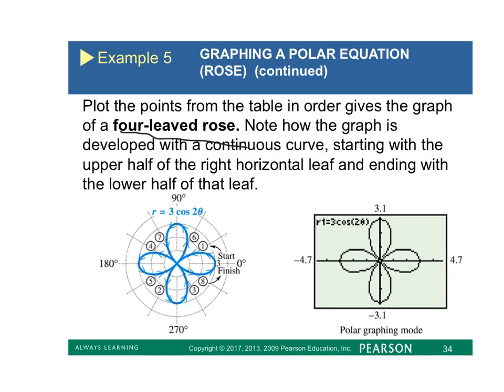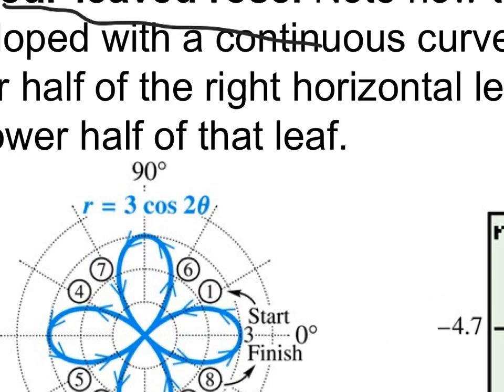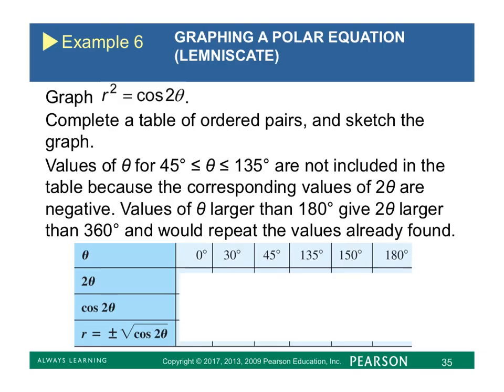I thought he was going to do the rose. Oh, there it is. 3 cosine of 2 theta. This particular one is the one that does 4 petals. So notice that r squared is cosine of 2 theta. So you got to square root both sides to get r equals plus or minus. So you have 2 equations of the square root of cosine of 2 theta. So this time, if you want this whole picture, you have to plug both r's, r1 and r2, one being plus and one being minus, in your calculator.